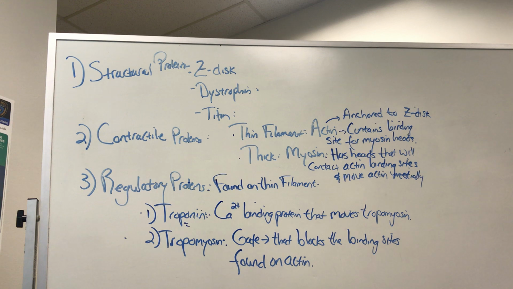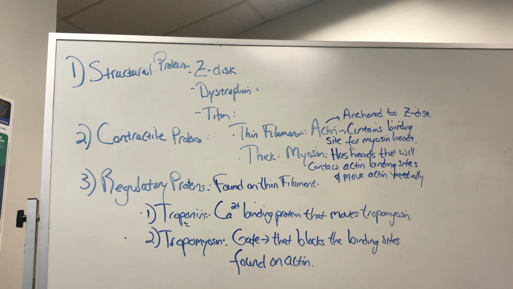Now what else are we going to see? A couple of the regulatory proteins, right? So this kind of talks about what we just mentioned, about that binding site being blocked by tropomyosin, then moved out of the way when calcium is released. Calcium, with its release, binds to troponin, and then troponin moves tropomyosin out. That's why I say calcium links these two regions, these two parts.